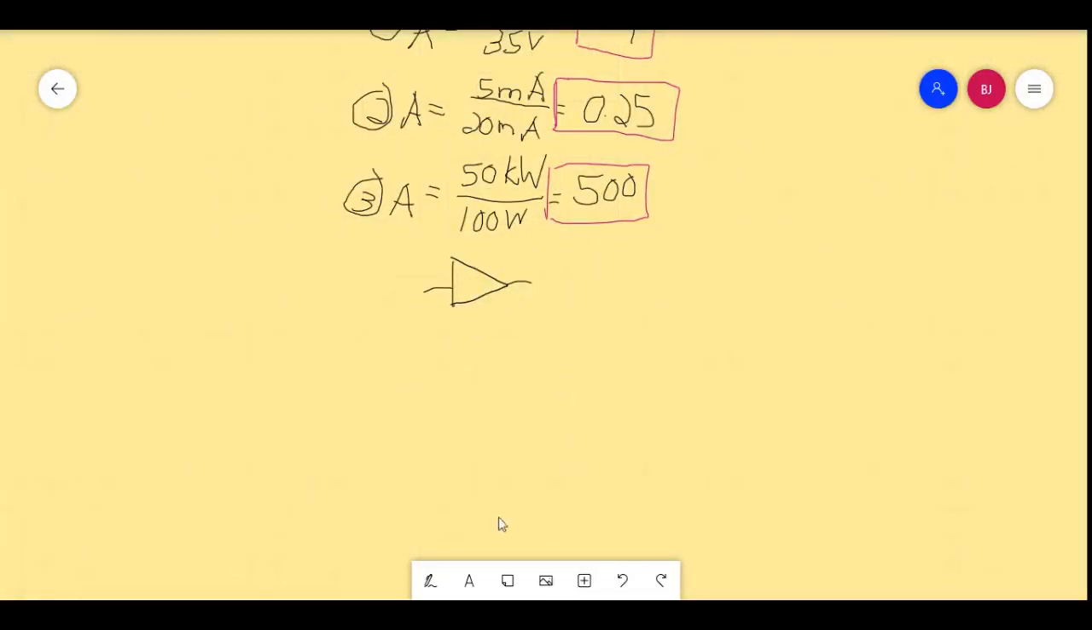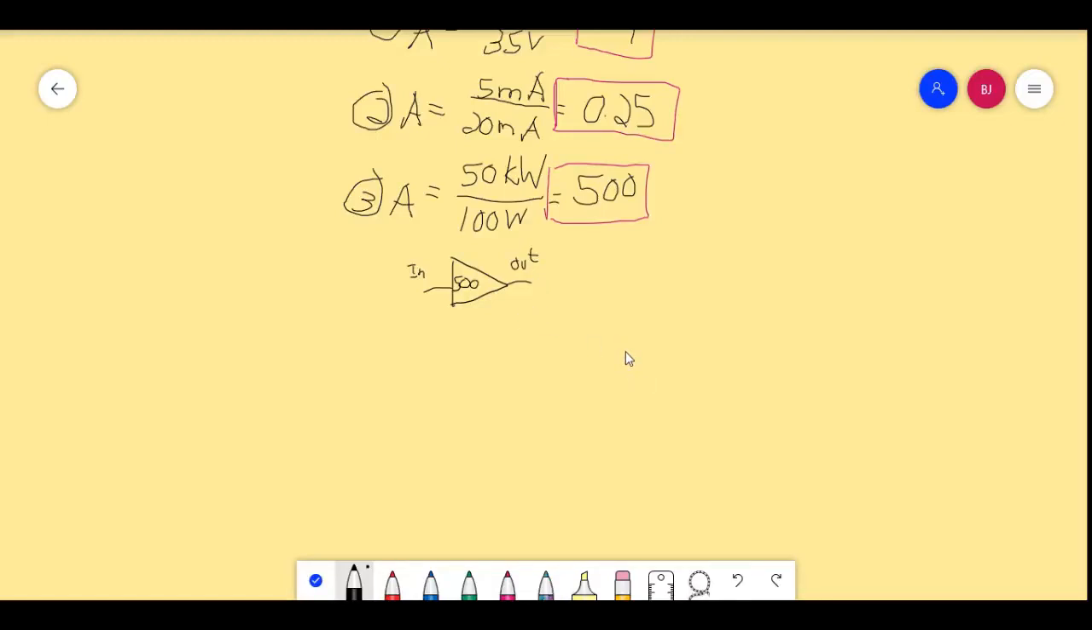For example, it is 500. Then you will see that it is written around 500 here to denote that this amplifier has an amplification of 500. Okay? So this would be the input, and this would be the output. Okay?